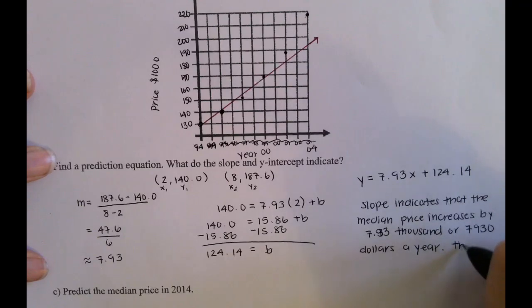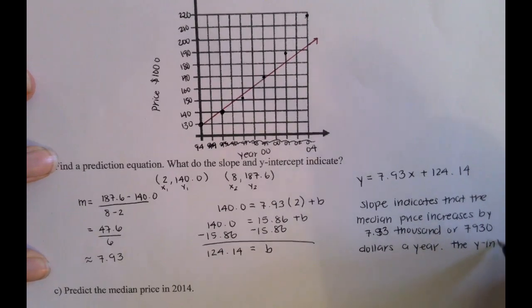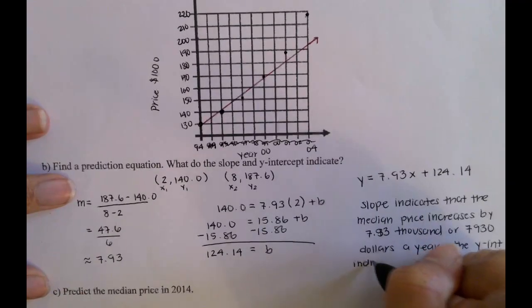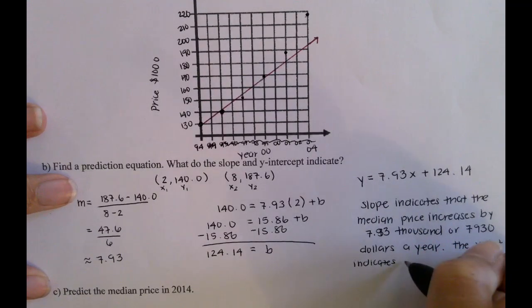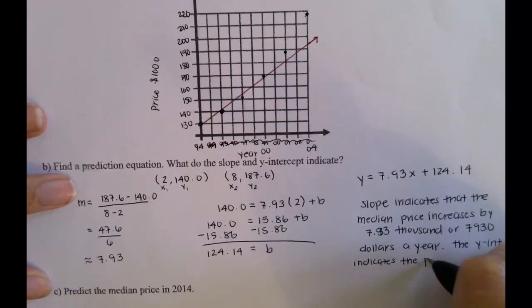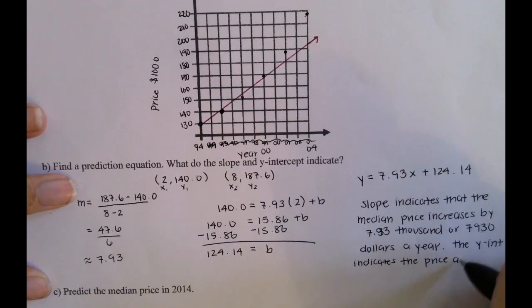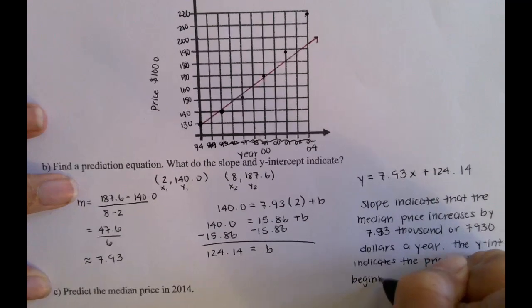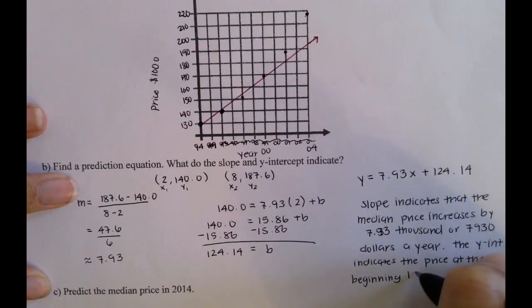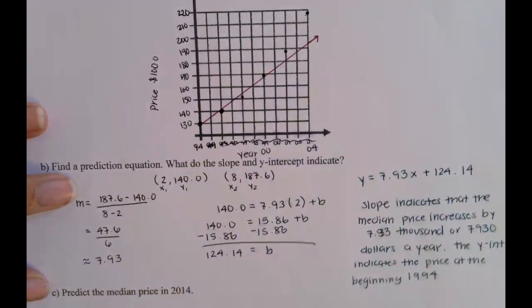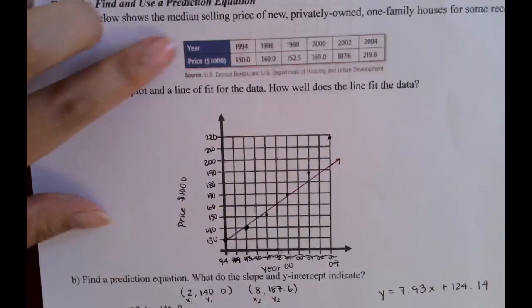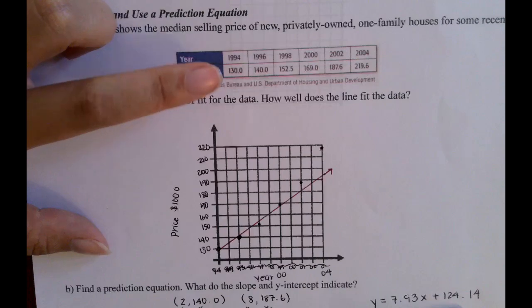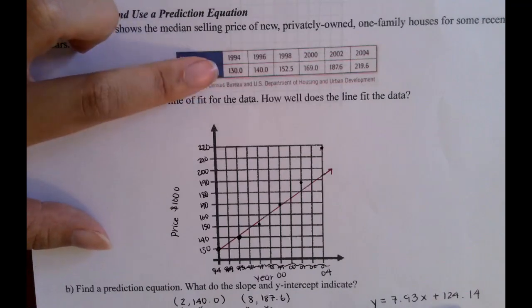The y-intercept indicates the price at the beginning, which in this case, this all starts in 1995. Is it exact? No, we know it's not exact. That's why it's a prediction equation, right? But 124 is pretty close to that 130.